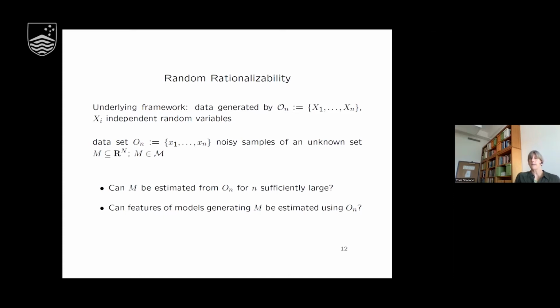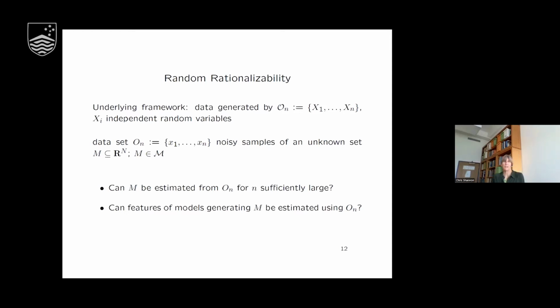First, could this model be estimated in some sense from the data, say for n sufficiently large? And could features of the models that have generated the set be estimated, again using the data, maybe for n sufficiently large? And then, of course, in the background here already might be, what does that even mean? Again, it's not obvious what that should mean at this level of generality. So part of the task will be to try to make sense of the question.